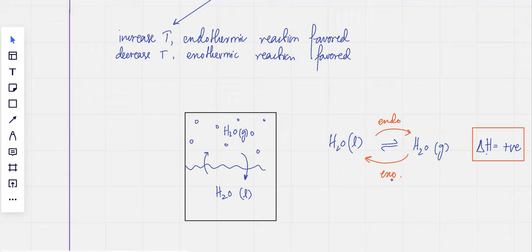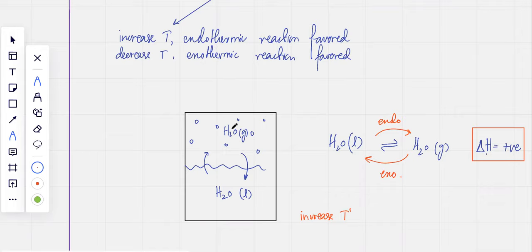The next step is, let's explain. I just told you that if you increase temperature, the endothermic reaction is going to be favored. So if I increase temperature, just look at the reaction, common sense says one of the reactions is evaporation. At higher temperatures, obviously there's going to be more evaporation. If I start boiling it, if I start to increase temperature, there's going to be more evaporation.